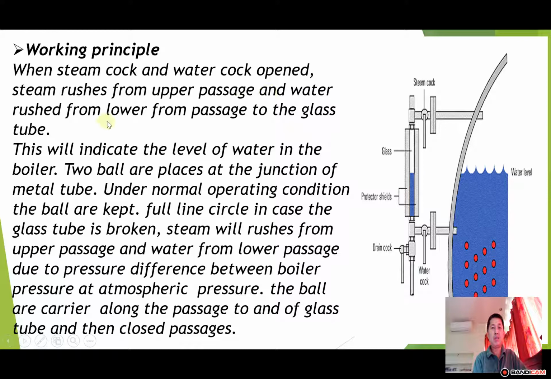And water rushes from the passage to the glass tube. So the water is also entering here, rushing and flowing upward to indicate the actual water level of your boiler. So that is the working principle. This will indicate the level of water in the boiler.